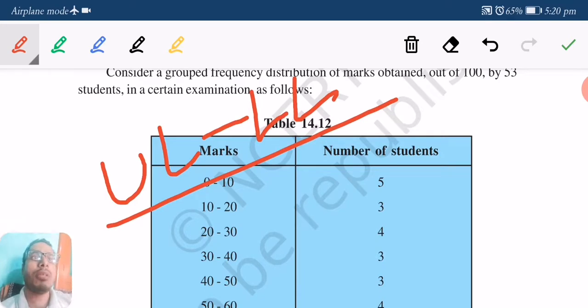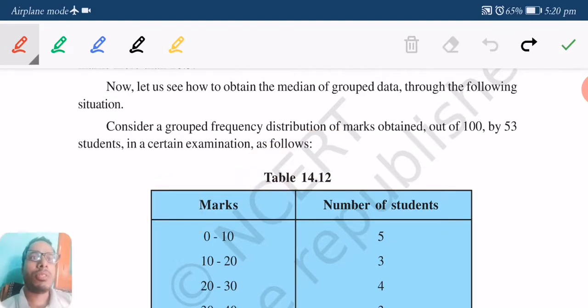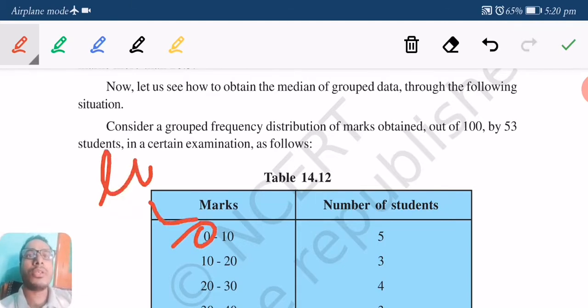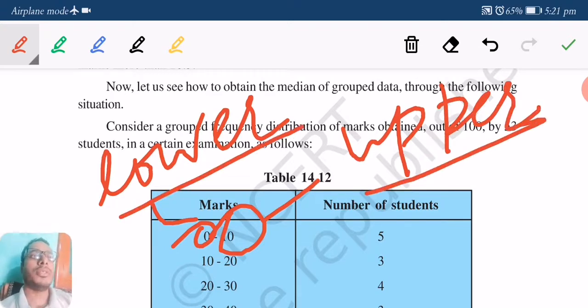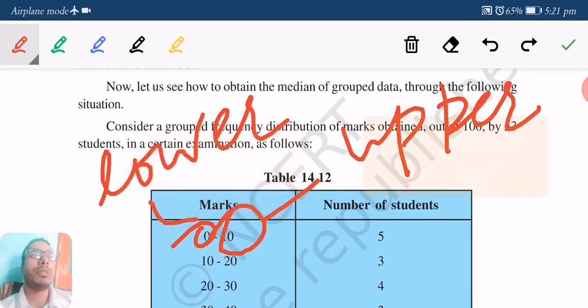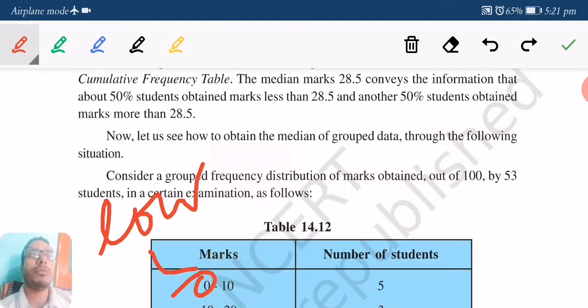And if you talk about the limits here, what are the lower limits and upper limits? In this particular example, 0 to 10, 0 is the lower limit and 10 is the upper limit. So from this given table, what do you understand from it, students?